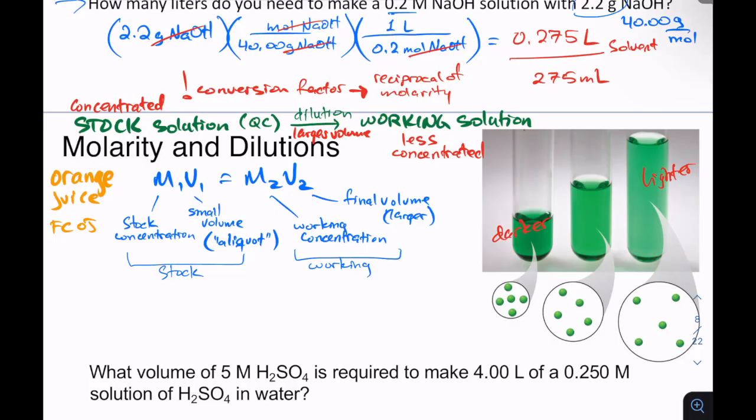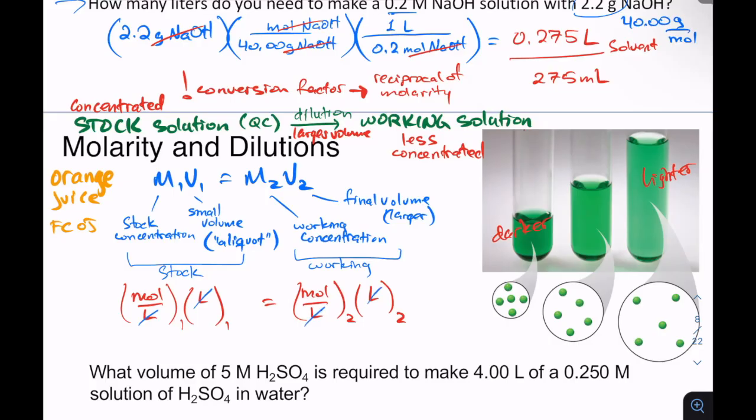The units of molarity is moles per liter. So moles per liter in condition one, the stock solution, multiplied by the volume, that's the volume of the aliquot, is going to be equal to the new concentration, moles per liter, in condition two, times the final volume. So the concentrations are different and the volumes are different, but what's the same in both of these? Liters cancels out, liters cancels out.